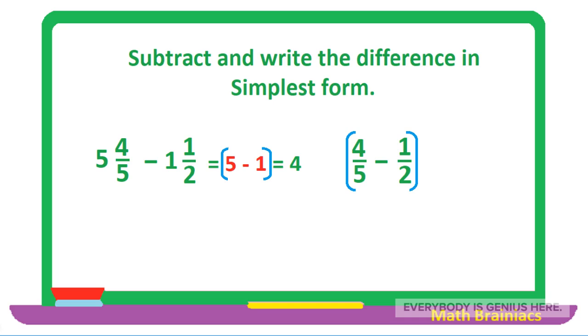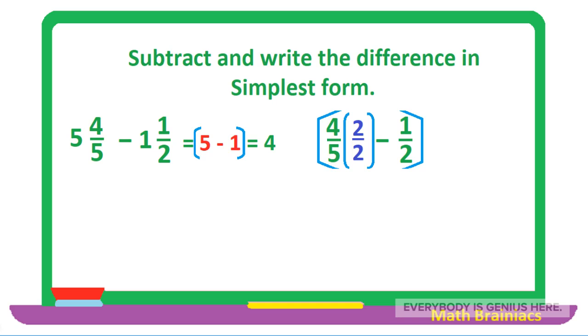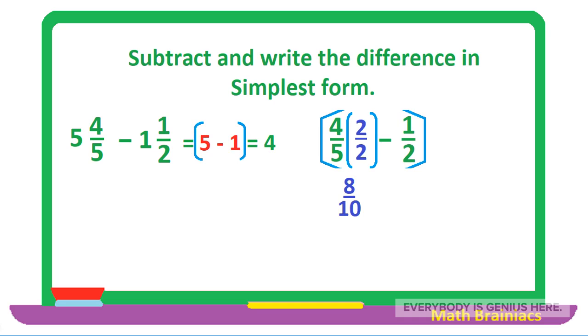So, we're going to look for the common multiples of 5 and 2. The lowest common multiple of 5 and 2 is 10. So, we're going to multiply the 4 over 5 by 2 over 2 to make the denominators the same. Subsequently, 4 times 2 will give us 8, and 5 times 2 will give us 10. Our first fraction now is 8 over 10.